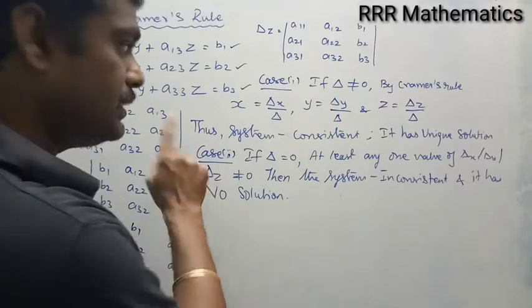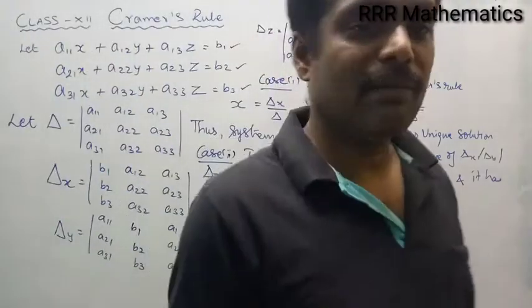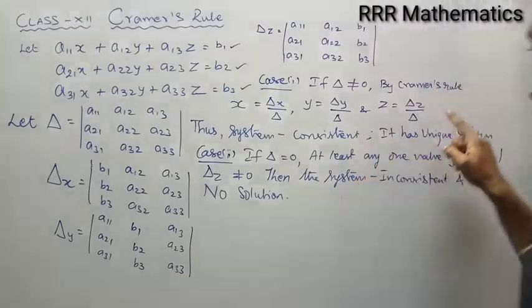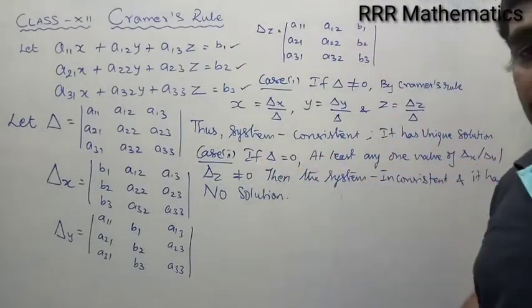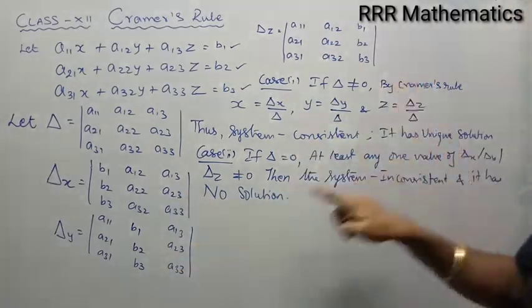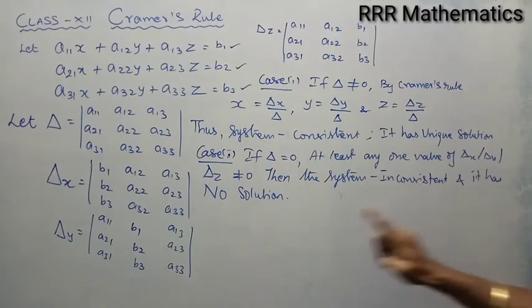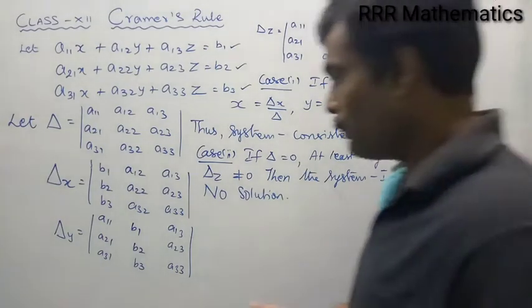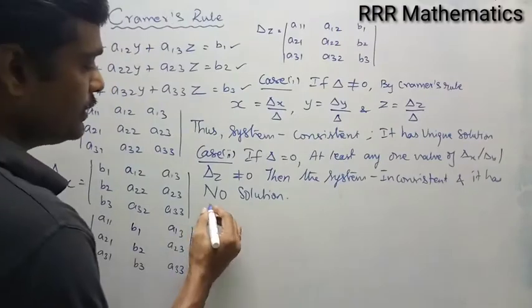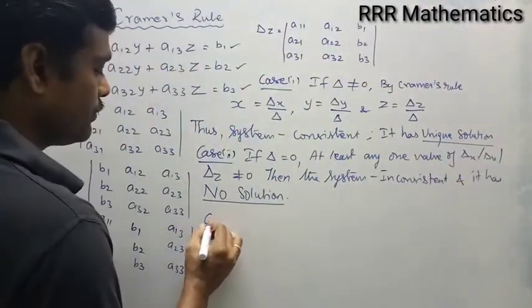Case 2: if delta is not equal to 0, it comes under case 1, and by Cramer's rule it gives a unique solution. If delta is equal to 0 and at least any one of delta x, delta y or delta z is not equal to 0, then the system is inconsistent and it has no solution. In this case, no solution. In the previous case, it has a unique solution.